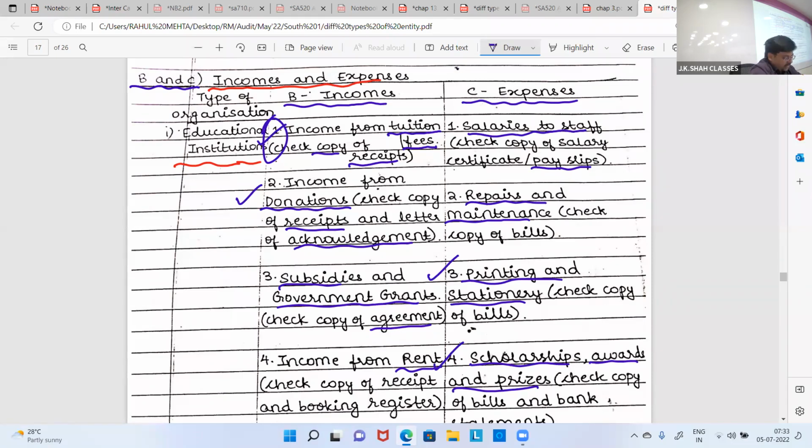So basically, how will you form a statement? Supposing if I tell you donations, then how will you write for donations? The auditor should check the income from donations by checking the receipts and the letter of acknowledgement, like that. Now do you understand? Read.